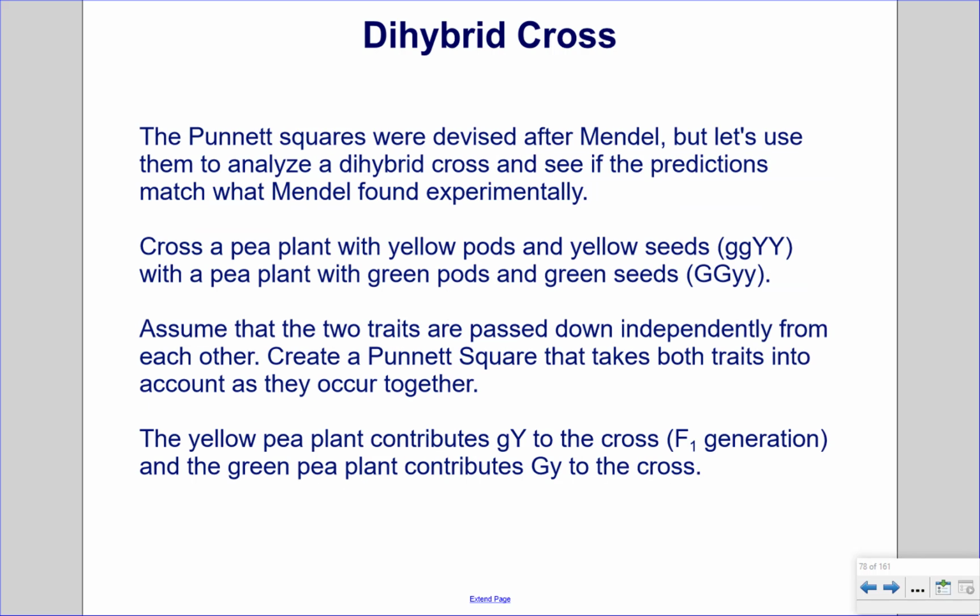Dihybrid cross. The Punnett squares were devised after Mendel, but let's use them to analyze a dihybrid cross and see if the predictions match what Mendel found experimentally. Cross a pea plant with yellow pods and yellow seeds, little g, big Y, with a pea plant with green pods and green seeds, big G, little y. Assume that the two traits are passed down independently from each other. Create a Punnett square that takes both traits into account as they occur together. The yellow pea plant contributes little g, big Y to the cross, the F1 generation, and the green pea plant contributes big G, little y to the cross.